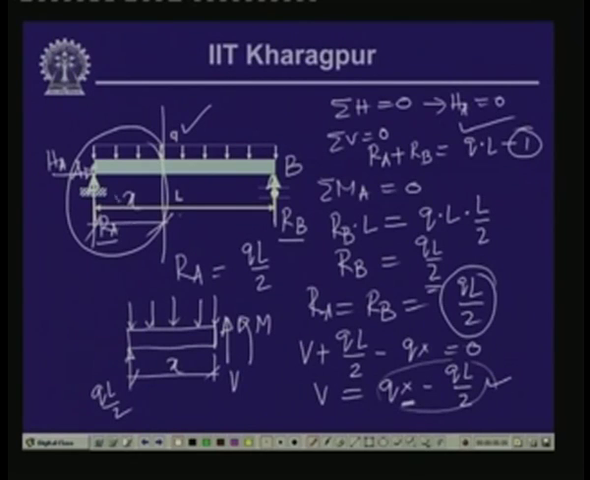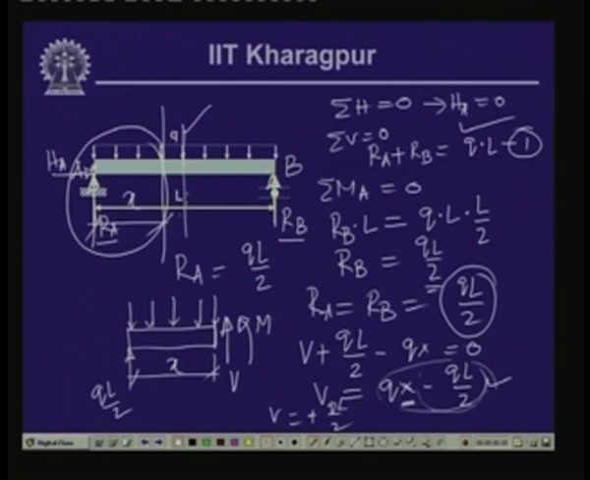Now, as x increases, naturally this particular quantity keeps on increasing from minus QL by 2, and then at x equal to L by 2 it becomes 0, and at x equals to L this becomes V equals to plus QL by 2. So, you see the variation is like this.